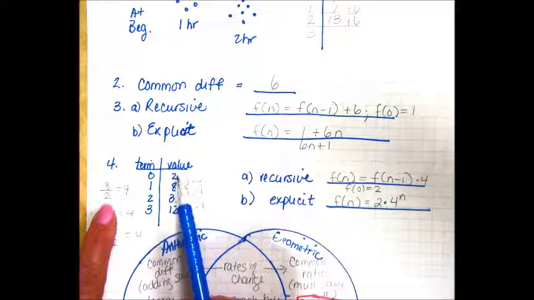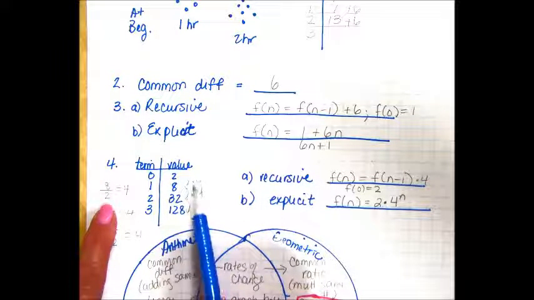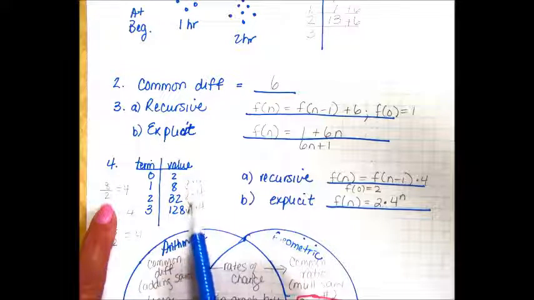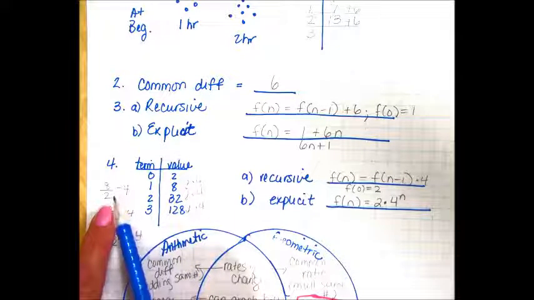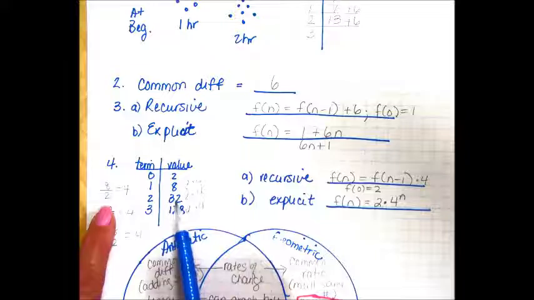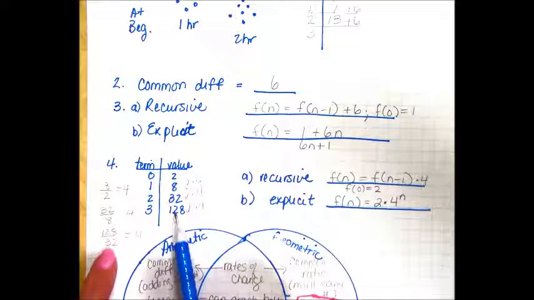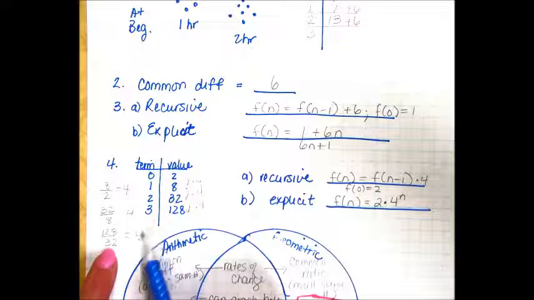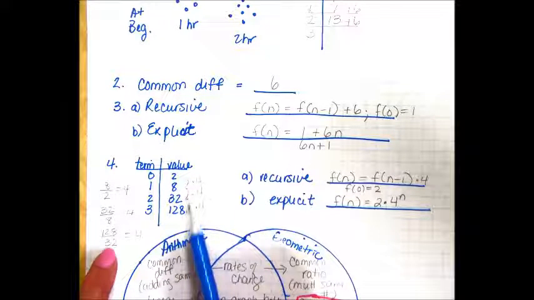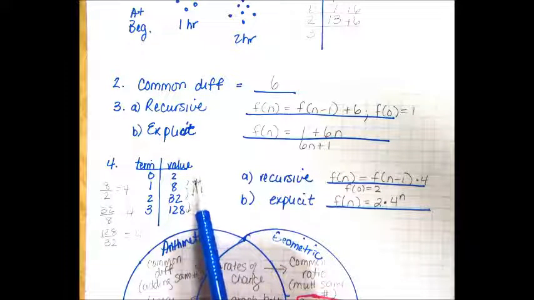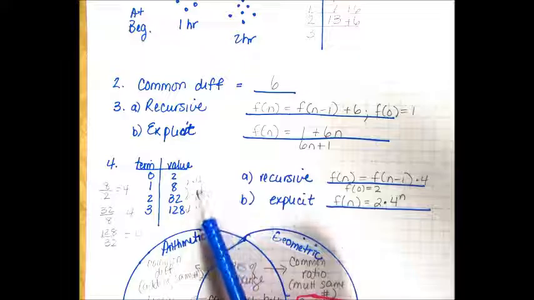So 8 divided by 2. We divide because when you're moving down, you multiply. When you're moving up, you divide. So 8 divided by 2 is 4. I could jump down to the 32 and divide that now by 8, and that equals 4. If I take my calculator and I take the 128 and I divide by 32, I get 4 again. So there I have a common ratio, which makes this geometric.